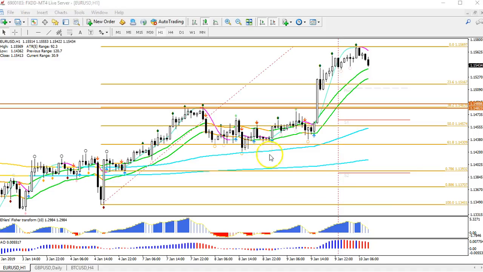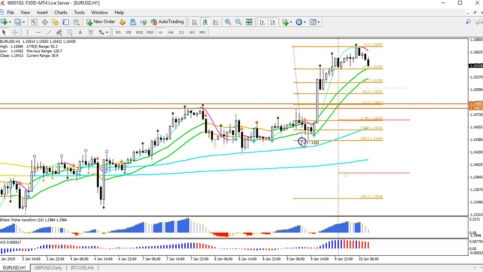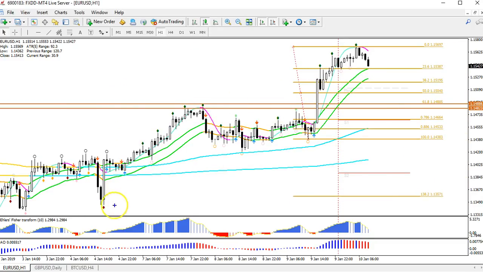Now, there's one other scenario I want to discuss, because it could be that this particular pattern is extended.